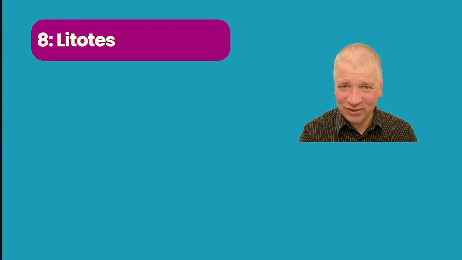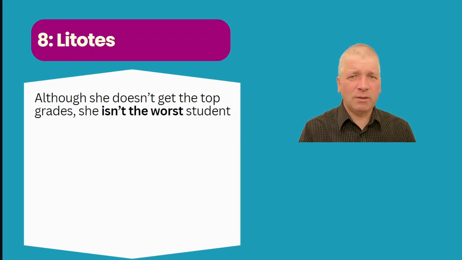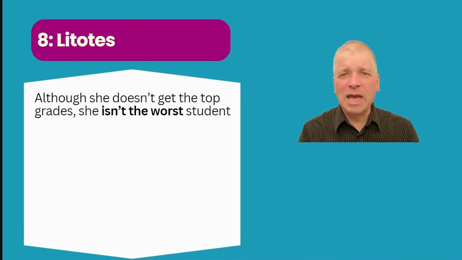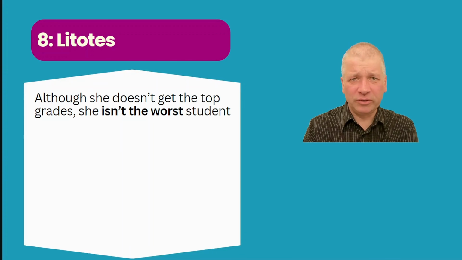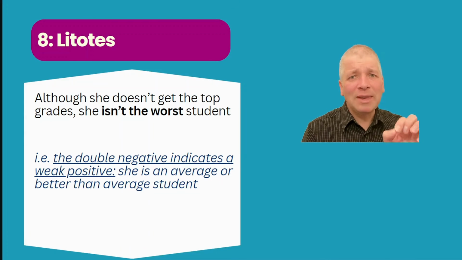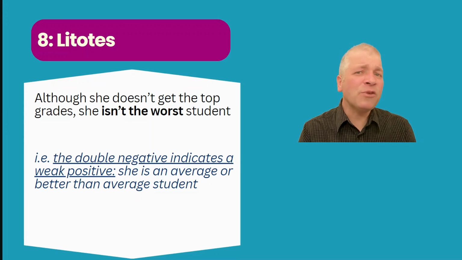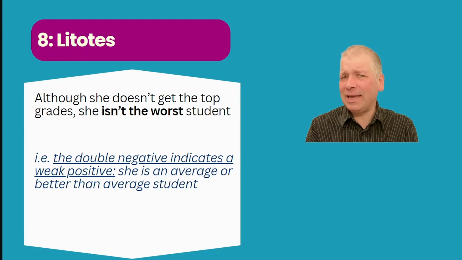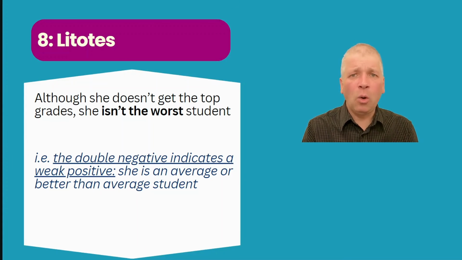8 is litotes. What are litotes? Look at the first example here and then look at the explanation after. Although she doesn't get the top grades, she isn't the worst student. Notice here there is a double negative. She isn't the worst. Isn't and worst, they're both negative in meaning. But if you use a double negative, we're actually indicating a weak positive. In this example, she is an average or better than average student.